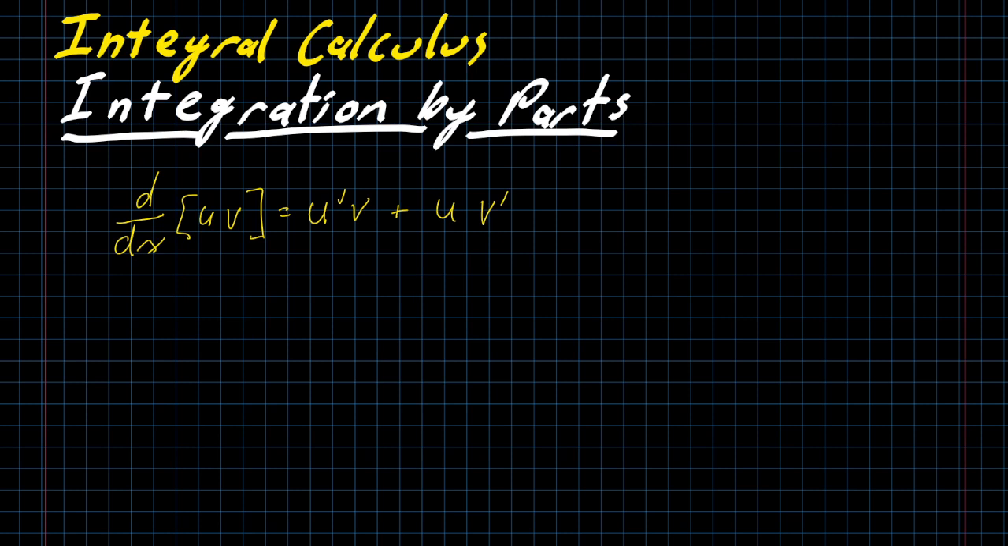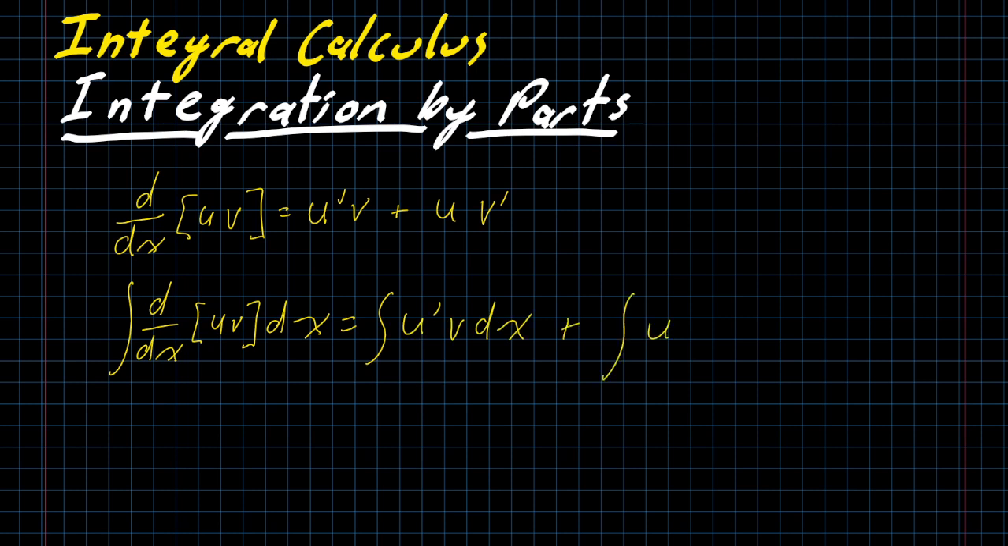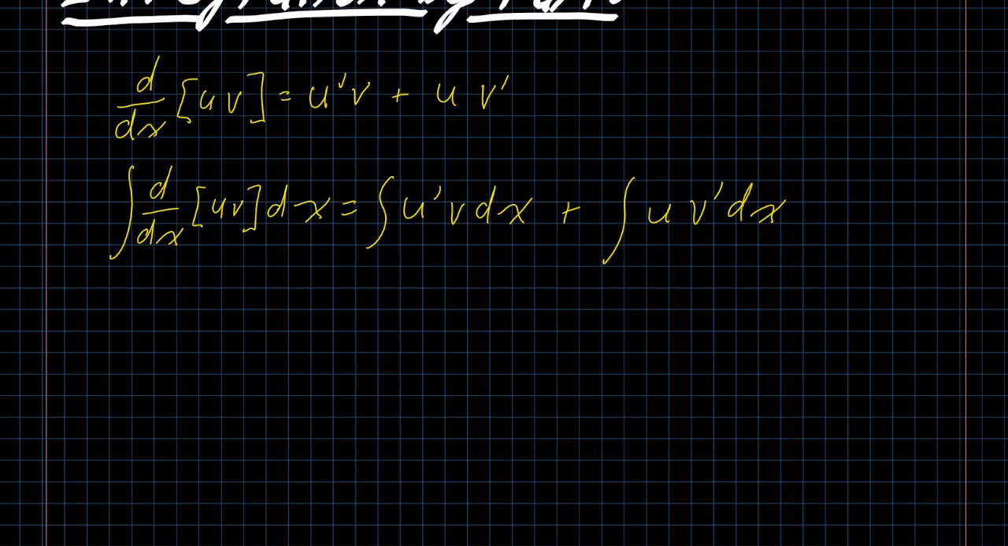If I, from here, choose to integrate both sides of this equation, well, then I'll have the integral of the derivative of u and v with respect to x equals the integral of u prime times v dx plus the integral of u times v prime dx. On the left-hand side, the fundamental theorem of calculus tells us that when we try to integrate a derivative, they're going to basically cancel each other out, and we'll just be left with u times v.